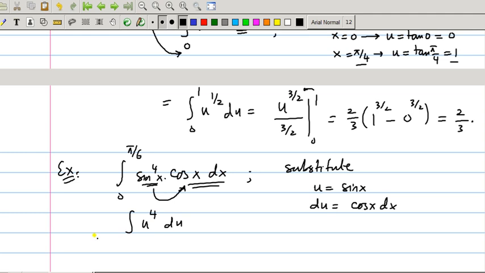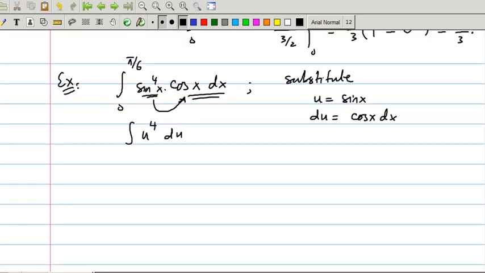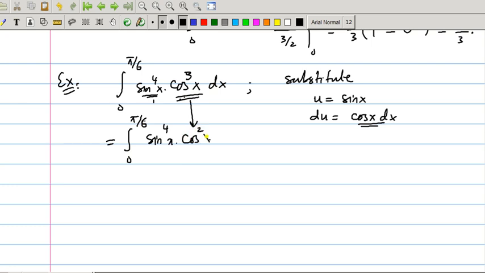But the problem is they did not give us cos x. They gave me cos cube x. Now this is the issue. If I take u is equal to sine x, I only need cos x, not cos cube x. So what should I do? At least it gives me some idea. What I can do is write cos cube x as cos square x into cos x. Can I write that? Cos cube is the product of cos square into cosine. We can do that, right?